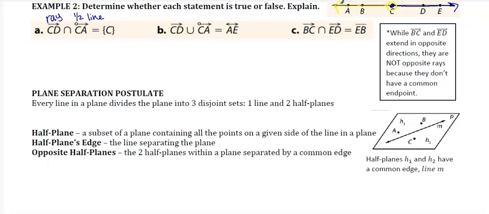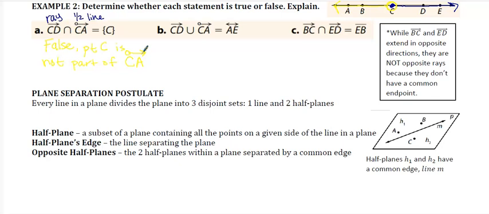Do you agree with that? Do they have point C in common? No, they don't, right? This is false. And so we need to explain, all right? So you could say a couple different things. I would say point C is not part of half line CA. So make sure you draw that open circle, right? It is not part of half line CA.